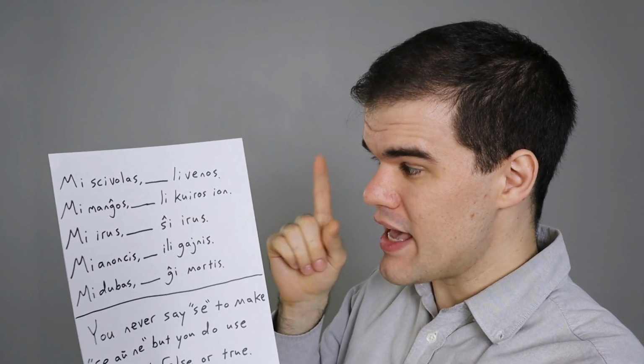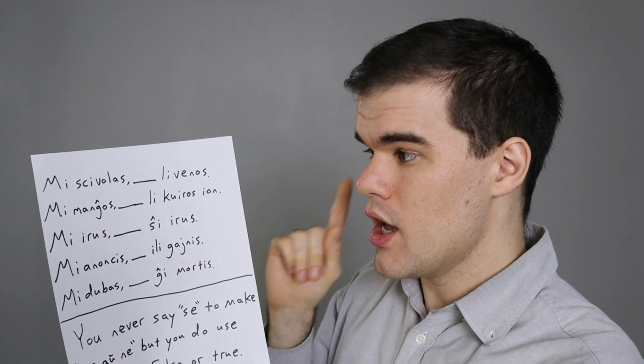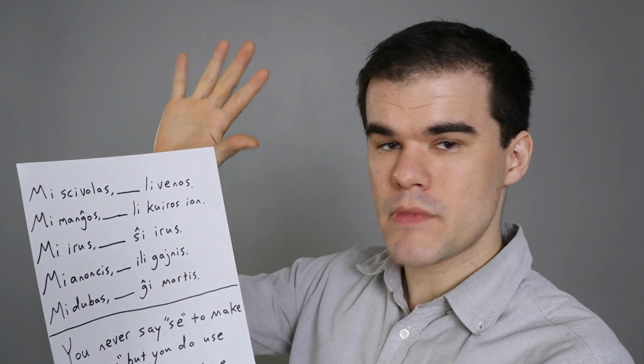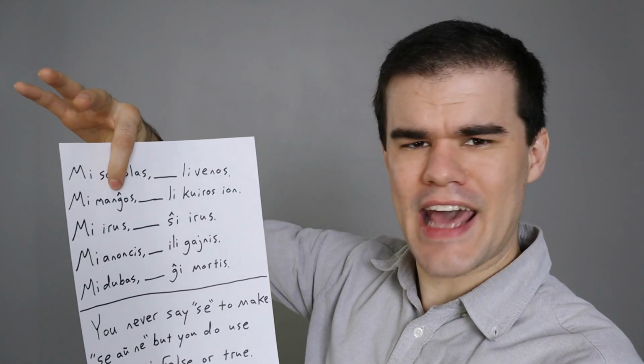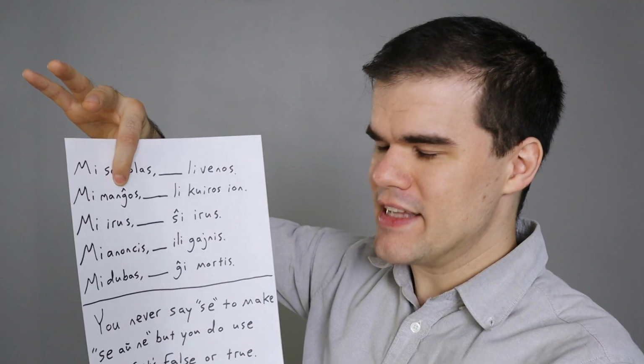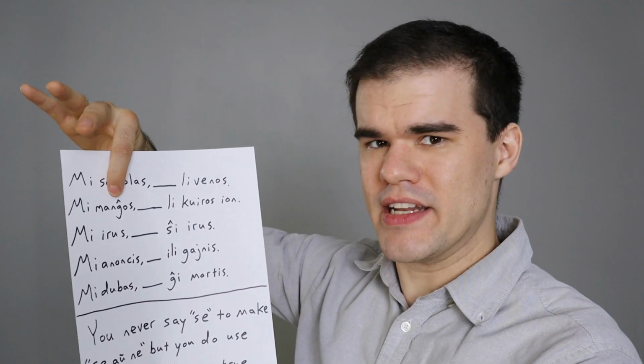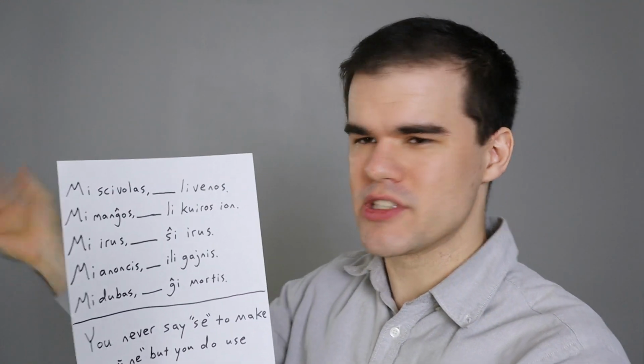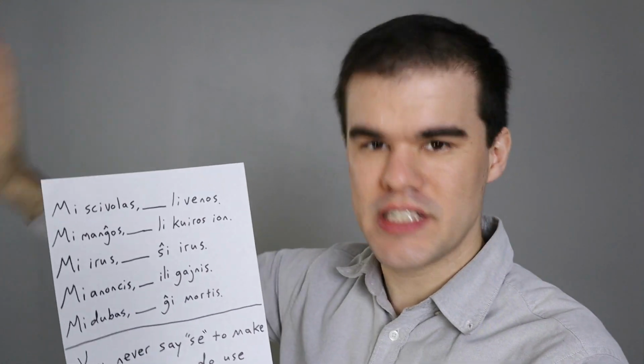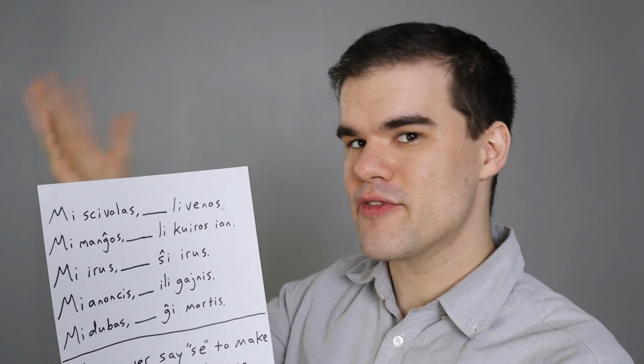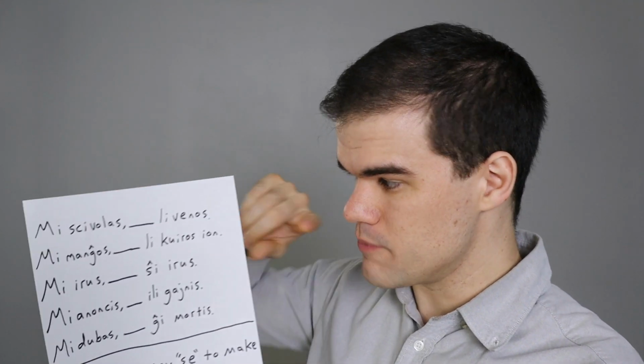Next, we have mi manjos blank li koiros ion. I will eat blank, he will cook something. Well, note here that we have a word that is not ascertaining or announcing in any way. It's eating, and that's probably dependent on something. You have to have food available to eat it. You have to maybe buy food to eat it. There's a lot of ways that an if phrase, an if then, could be there.